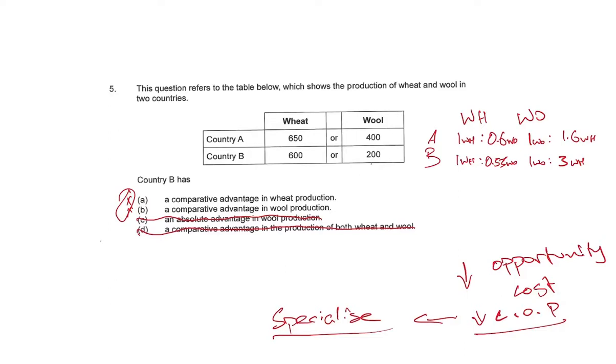So for production of wheat, it's pretty clear that country B has a lower opportunity cost, because it only costs them a third of a unit of wool to produce 1 unit of wheat, compared to country A, who costs 0.6 of a unit. Having a look at wool then, it is quite clear that the lower opportunity cost is for country A, so they actually have the lower relative costs of producing wool. So for every 1 unit of wool they produce, it costs them 1.6 units of wheat, whereas for country B, every 1 unit costs them 3 units of wheat.